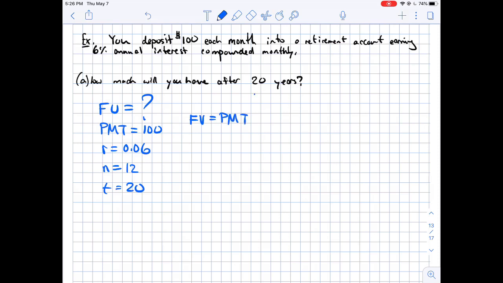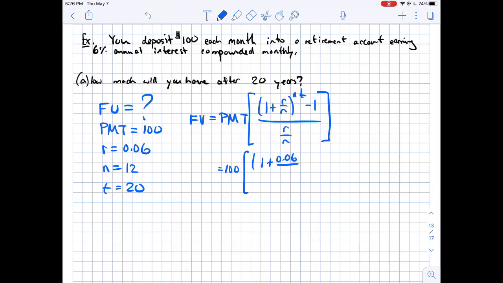Future value is the amount of our payment multiplied by 1 plus R over N to the NT minus 1 over R over N. And we plug everything in here. Our payment amount, we have 1 plus 0.06 over 12 to the 12 times 20 minus 1 over 0.06 over 12.